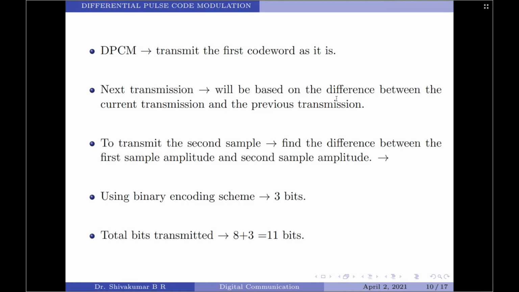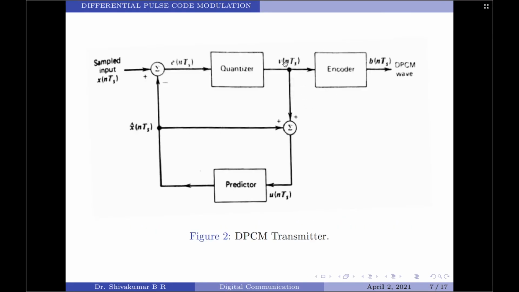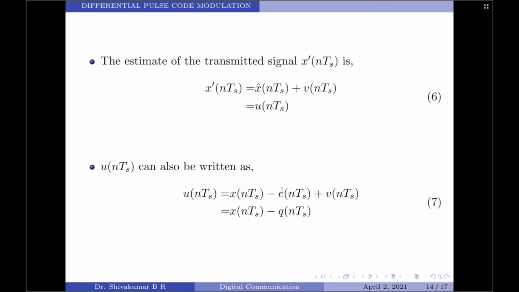Now, from our figure 1, that is of the transmitter, you will note that v of nTs plus x cap of nTs is equal to u of nTs. So, we state that the output of the DPCM receiver is in fact the input of the predictor at the transmitter, which is u of nTs. However, by looking back into figure 1, u of nTs can also be written as, let me go back to what is x cap of nTs. x cap of nTs is x of nTs minus e of nTs, plus v of nTs retained as it is.